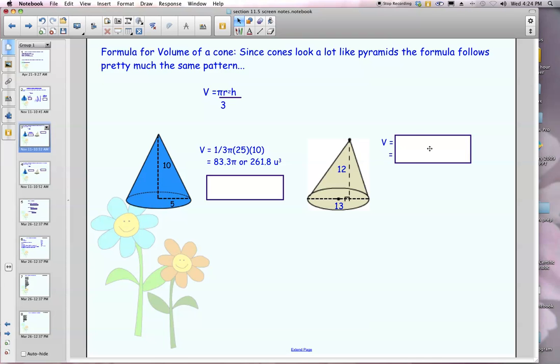Okay, same thing here. We need to know the radius and the height. We can see that the height is 12. The radius in this circle, they give us the diameter so that we know our radius would be half of that. So our radius is going to be 6.5. So we're going to take pi times 6.5 squared times 12. 6.5 squared is 42.25. So we'll do 1/3 times 42.25 times 12. And that will give us 169 pi, or if we rounded it out, it would be 530.9 cubed units.